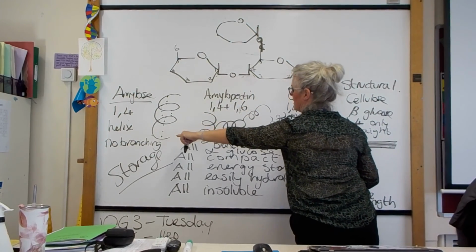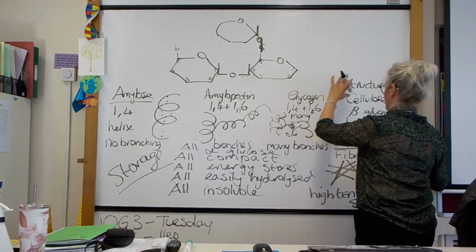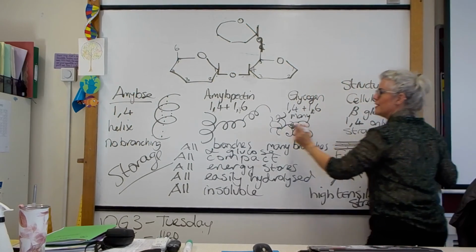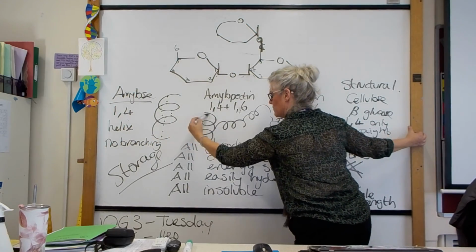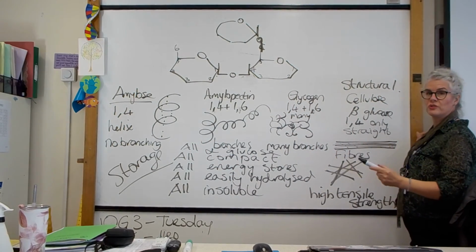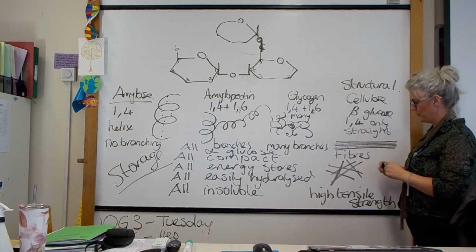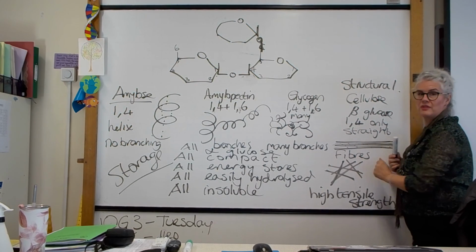That one is a helix. That one has some branches. This one has many branches. This one has no branches. That one has a helix. This one will form a bit of a helix. These ones, the branches are probably too short to start as a helix, and this one is straight. Okay, and this one forms these fibres.